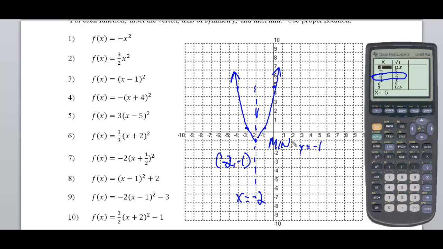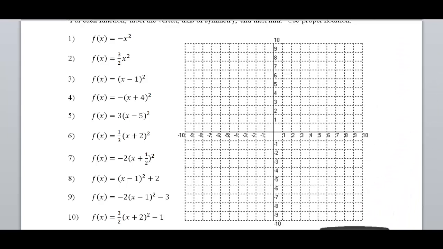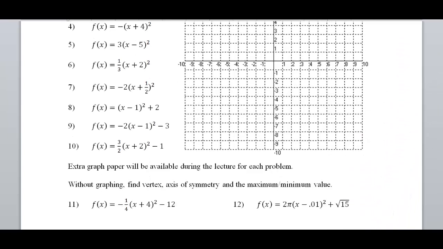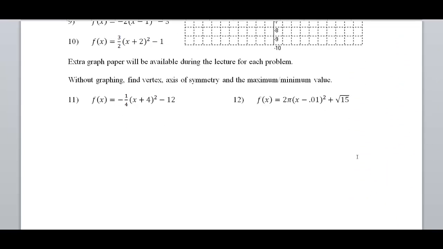Now we've got two more problems to do, and I chose to do this all in one video, so thank you for sticking with me for this long. Let's move to the very bottom here. It says, without using graph paper, find the vertex, axis of symmetry, and the maximum or minimum value. We've been pretty much doing that even without the picture here, so no graphing calculator.